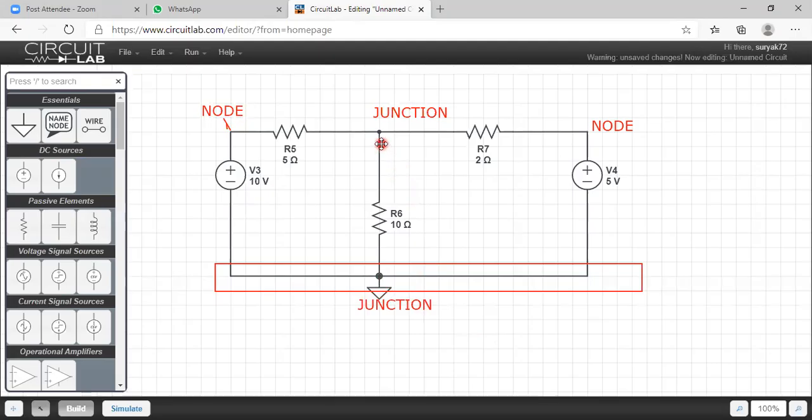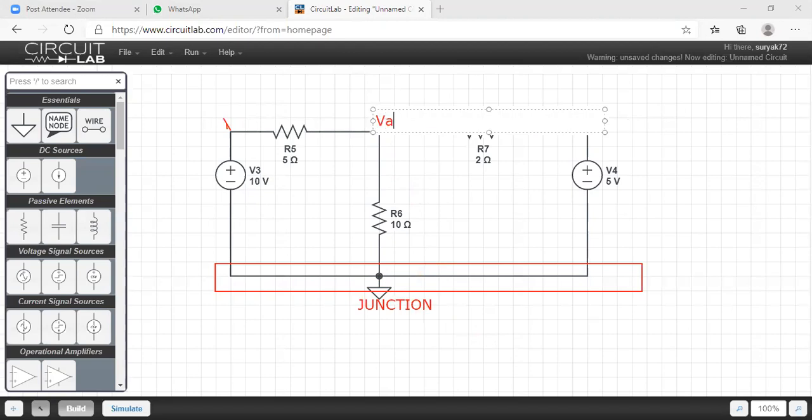Then point number three is assigning junction voltages. I never care about nodes, because when I go for nodes, a larger number of equations will come. So I'm going for junctions. Point number three is to assign a junction voltage for every junction. Since one is ground, meaning 0, I have only one junction here, so I will assign VA as the junction voltage.